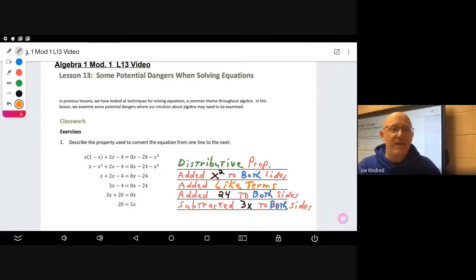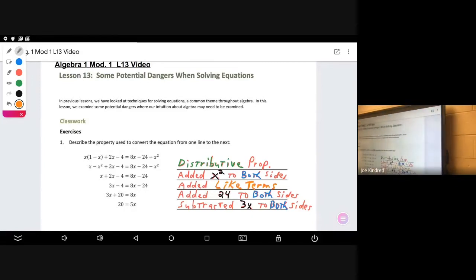Number 1, you'll see they give you an equation, and you can see it sort of pyramids down to an answer of 20 equal to 5x. They don't actually solve it. But the point of this is they want you to describe the property used to convert the equation from one line to the next. I have the solution for you already. So for instance, let's talk about number 1.